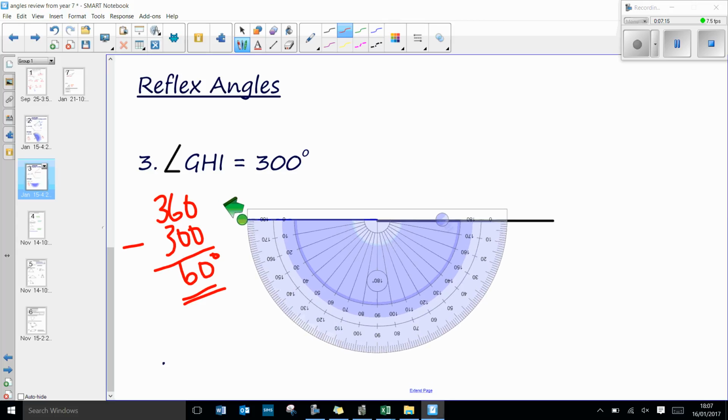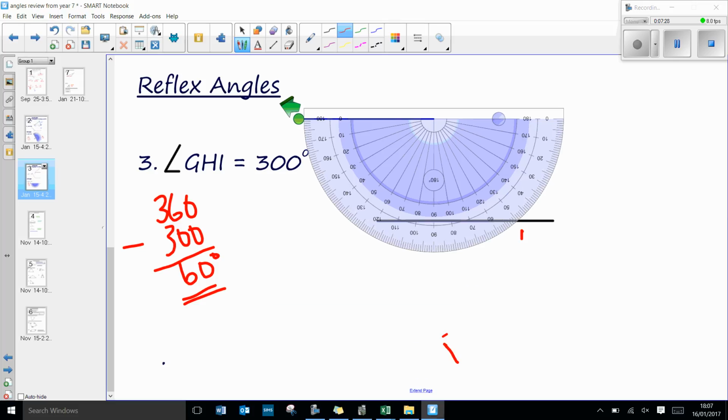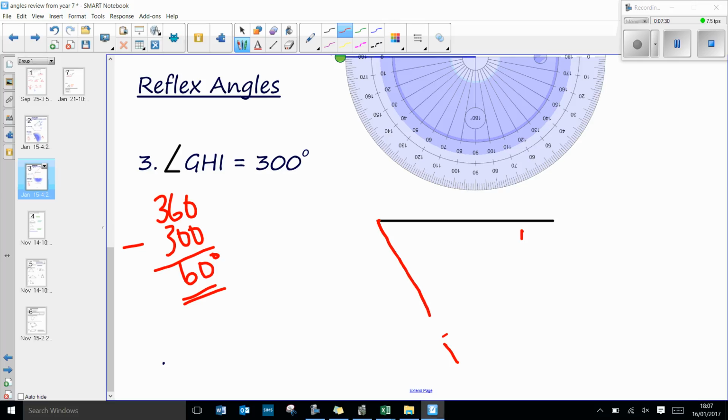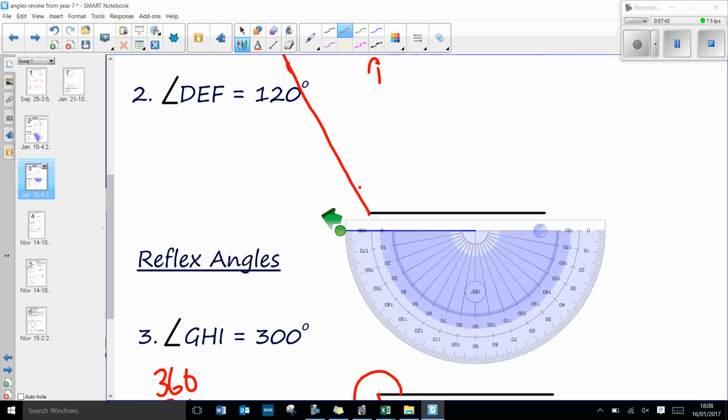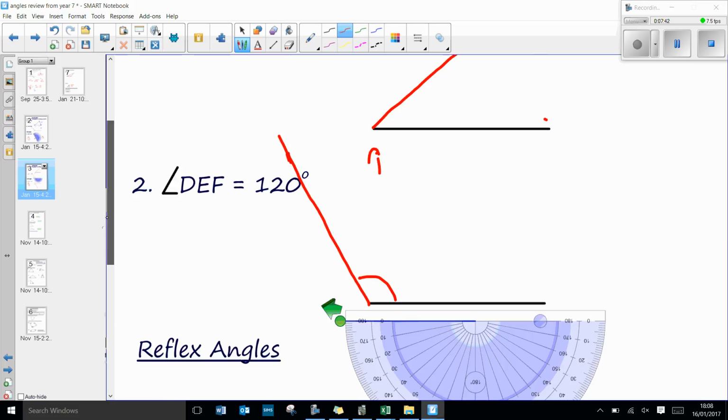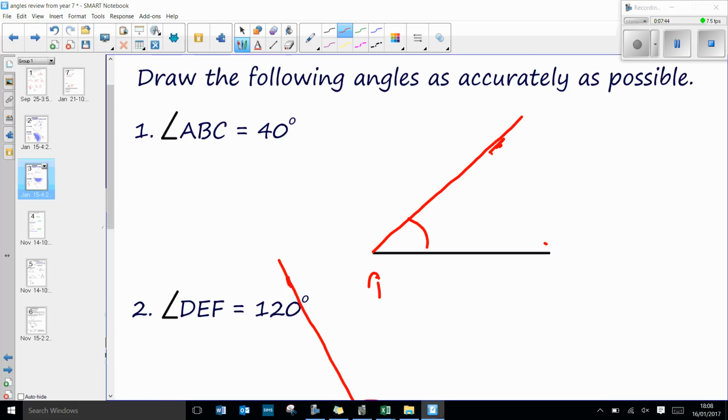Okay, so I'm looking at my outside scale here, and I'm looking for 60 degrees. I then draw my line, but rather than marking the angle of 60 degrees, I would actually mark the angle on the opposite side. Oops, I didn't do any of my marking up here. That's my angle there, and that's my angle there.